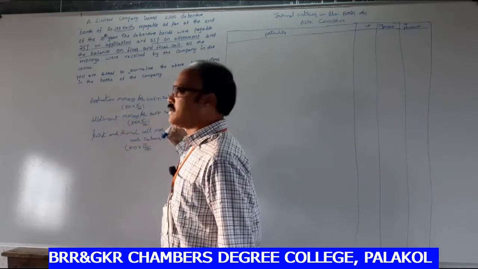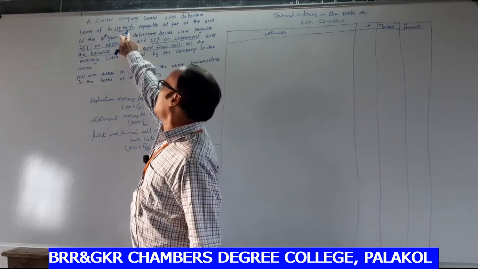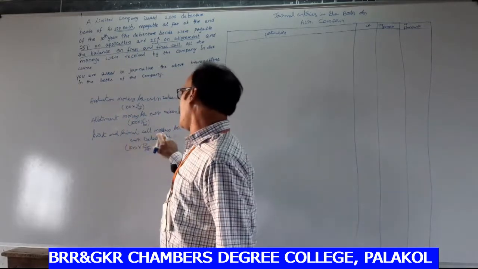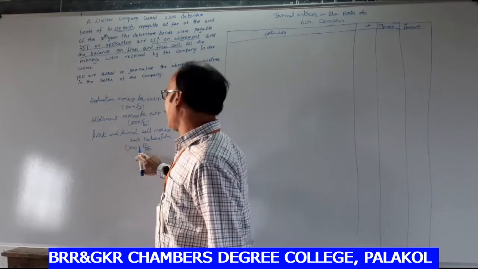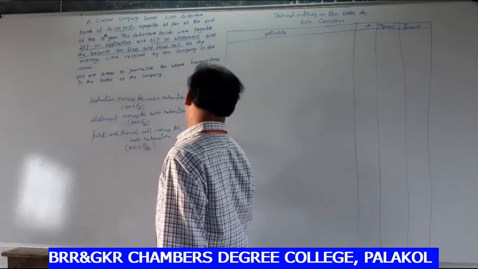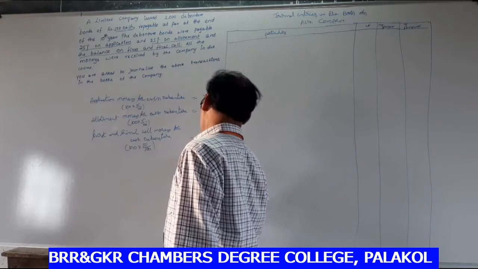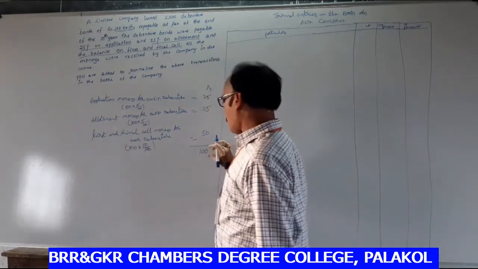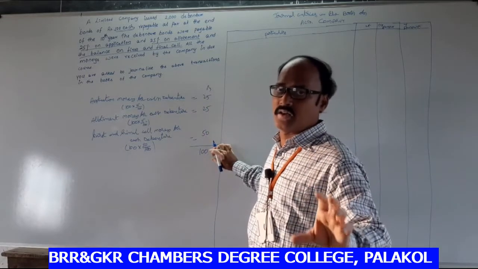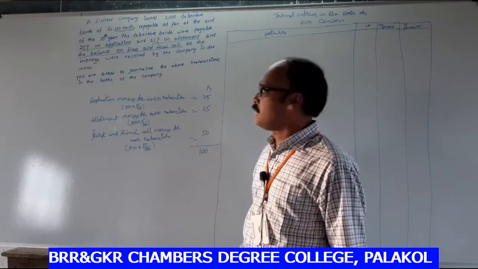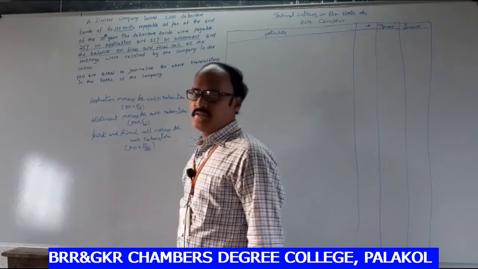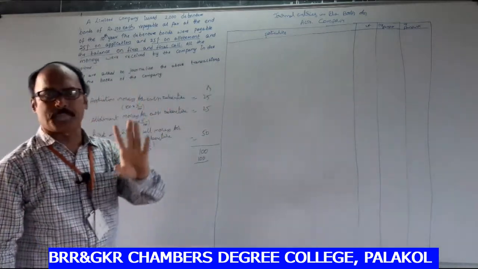Allotment money for each debenture: the actual value of each debenture 100 into 25%, rupees 25. First and final call money for each debenture: 100 into the remaining balance 50%, that is 50. Total 100. So the total amount collected from the debenture holders for each debenture is rupees 100, and the actual value of each debenture is rupees 100. That means debentures are issued at par.